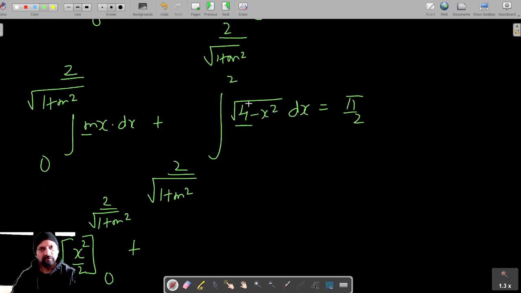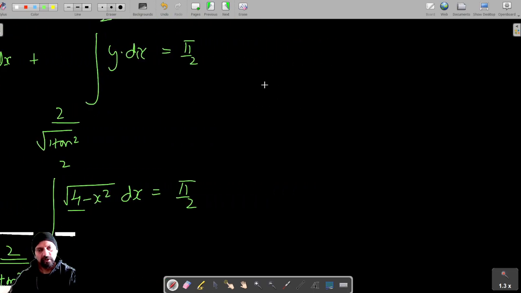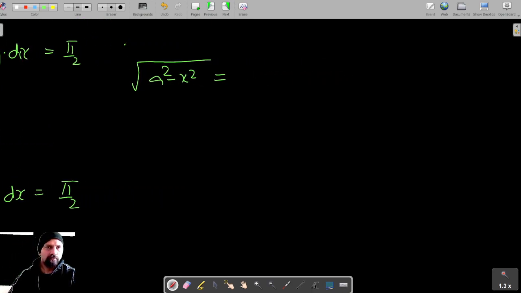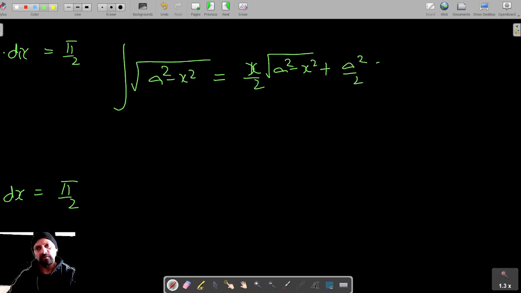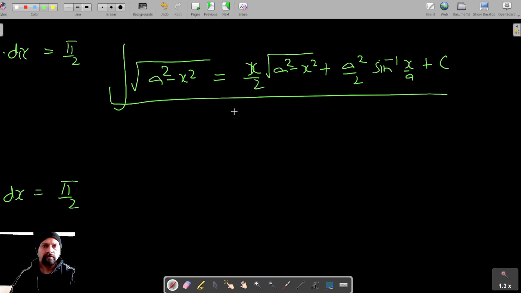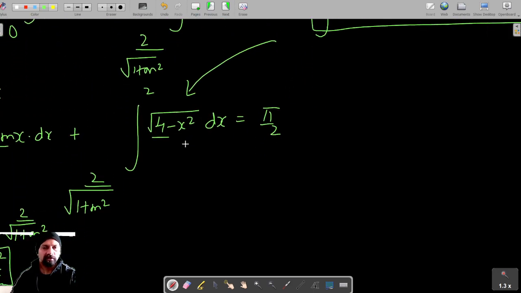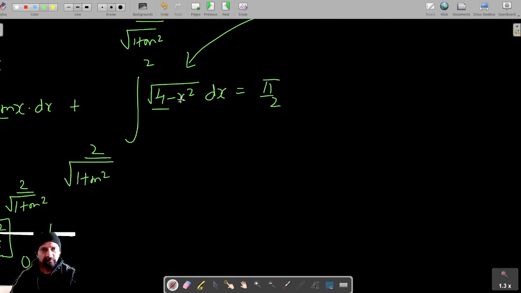Now this is of the form a square minus x square. So the integration of under root a square minus x square is x by 2 under root a square minus x square plus a square by 2 sine inverse x by a plus c. We are going to use this formula here.